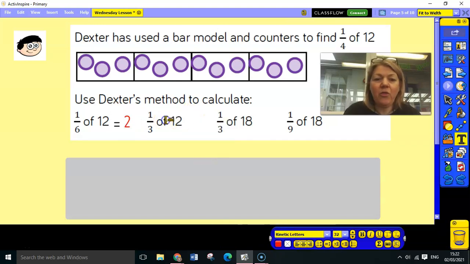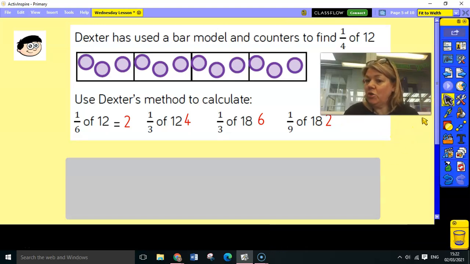If I've got 1/3 of 12, well, I know that if I've got 12 and I divide it by 3, that's going to be 4 in each part. If I've got 1/3 of 18, I know that 18 divided by 3 is 6, so there are going to be 6 in each part. And if I've got 1/9 of 18, I know that 18 divided by 9 is 2. Okay, so hopefully you were able to do those with not too much trouble.